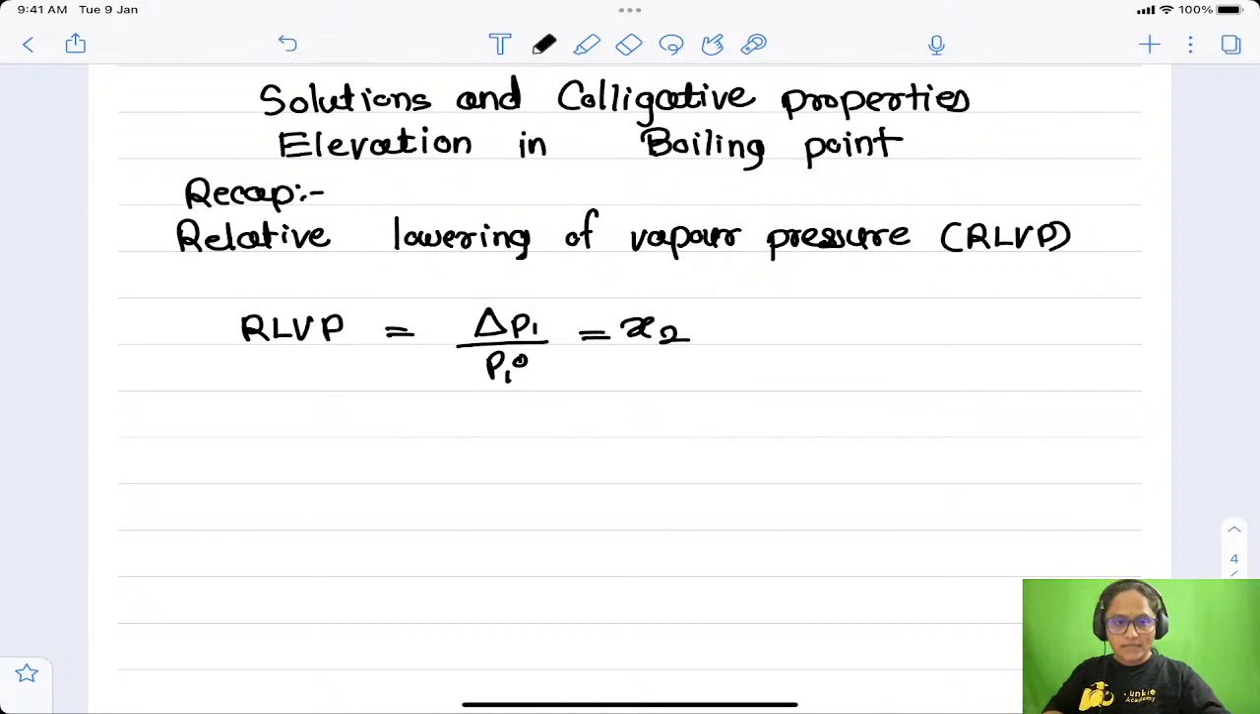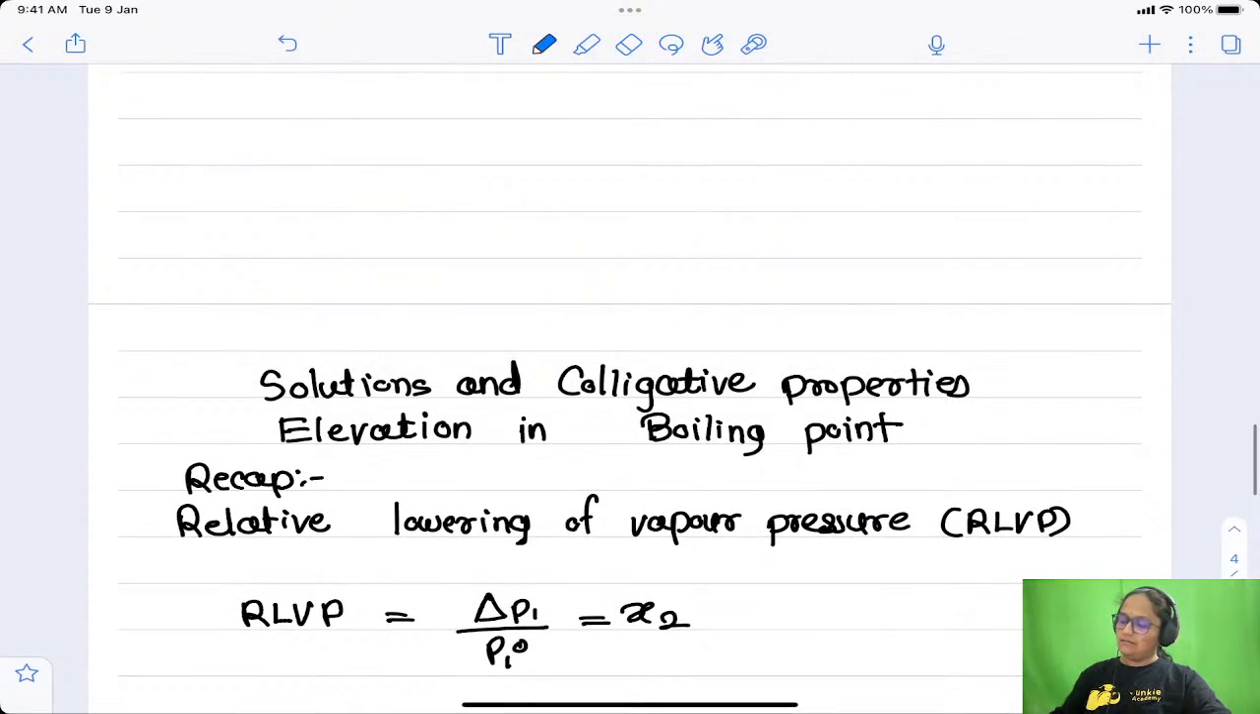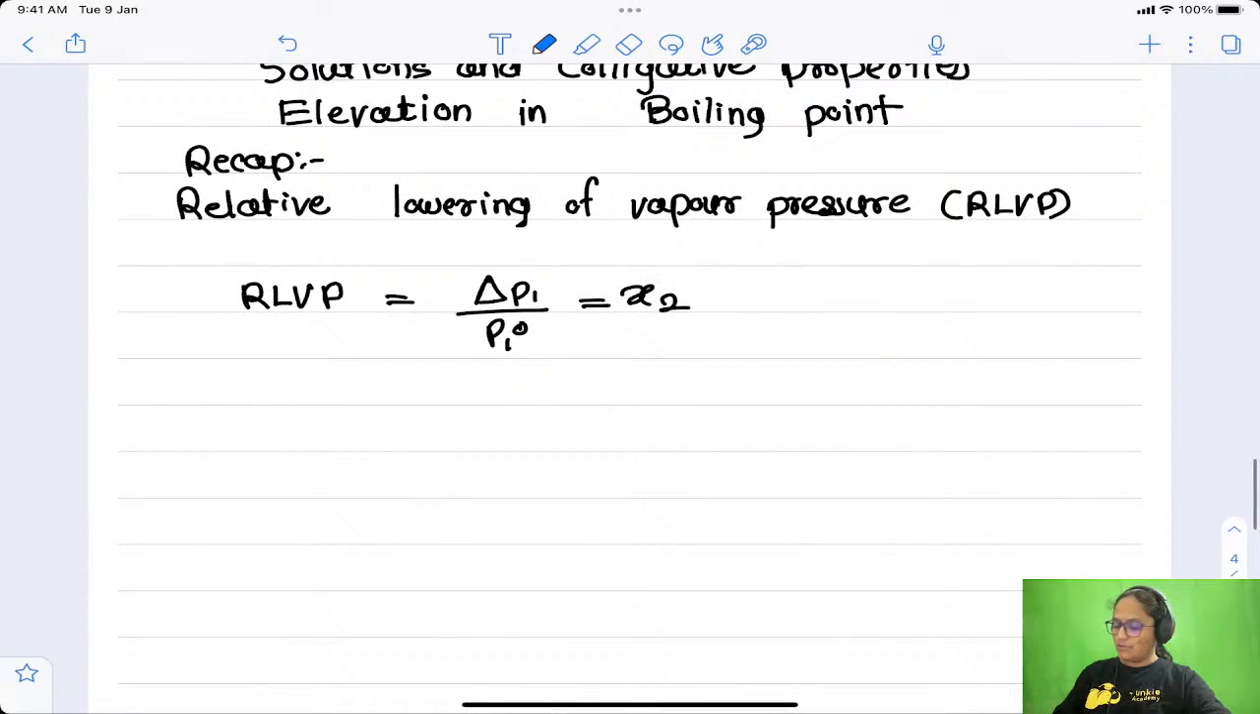Yes, so let us discuss the elevation in boiling point today. So what is the meaning of elevation? Elevation is nothing but increase in the boiling point of the solution after mixing of the non-volatile solute. So here also we are going to discuss the same thing, and that is nothing but mixing of volatile solvent and non-volatile solute, right?